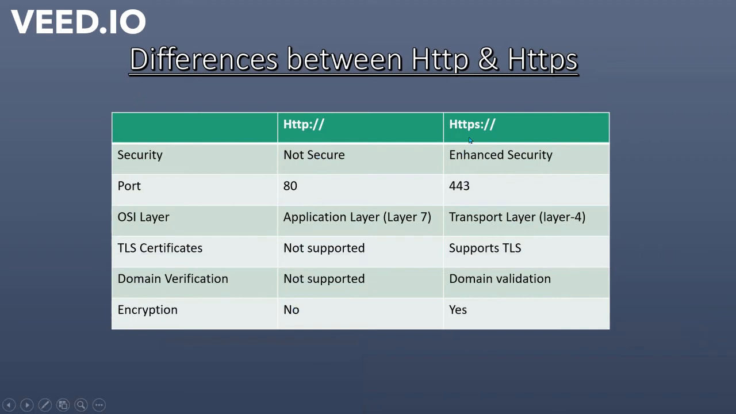Whereas HTTPS gives us enhanced security, in which we get encryption as well. It supports TLS and domain validation. It works on port 443, and it works at layer 4, which is the transport layer. In HTTPS, we get encryption, TLS support, domain verification, and enhanced security. Using all these features, we can secure PII information, bank information, and credit card and debit card information with the help of HTTPS.